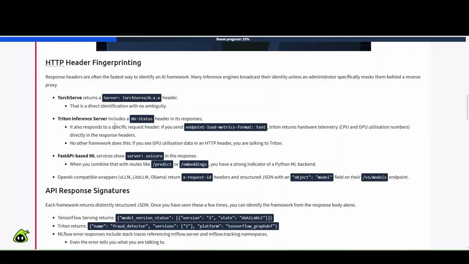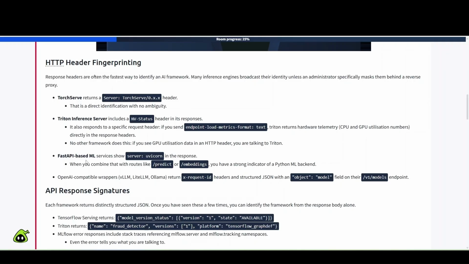Triton Inference Server includes an NV-Status header in its responses. It also responds to a specific request header. If you send an endpoint-load-metrics format text, Triton returns hardware telemetry, CPU and GPU utilization numbers, directly in the response headers. No other framework does this. If you see GPU utilization data in an HTTP header, you are talking to Triton.